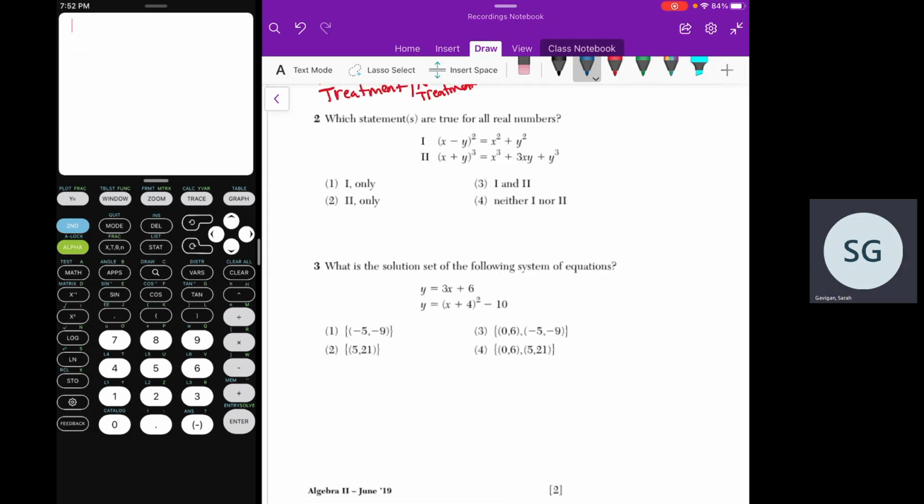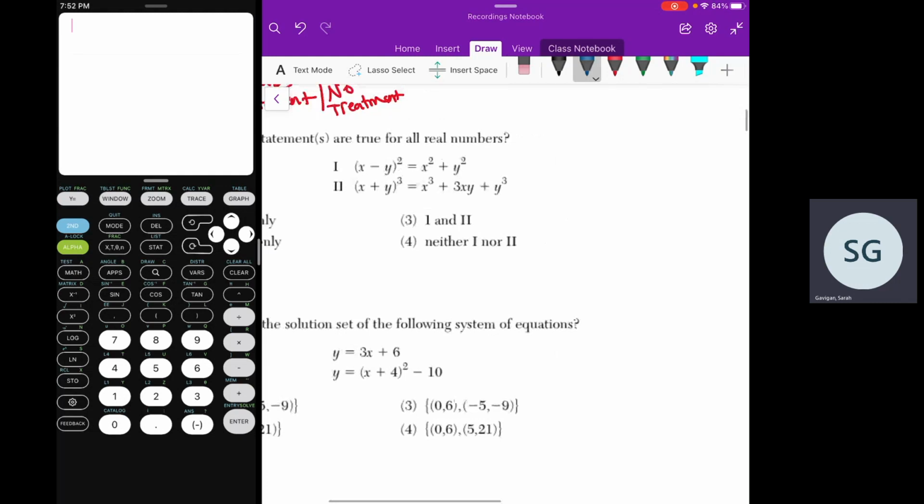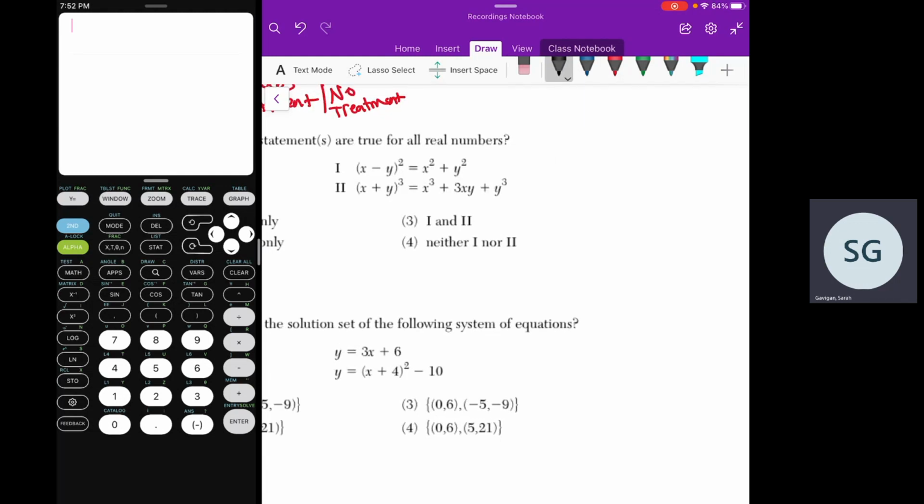Number 2, so now let's get into some of the algebra part. Which statement is true for all real numbers? We're going to have to multiply them out and see which one works. Now, you don't have to multiply all of it out, just until you find the error. So I'm going to take choice 1 and I'm going to multiply out x minus y times x minus y, because we know that that doesn't work where you just square each term.